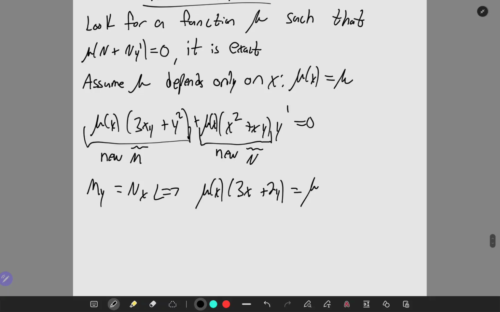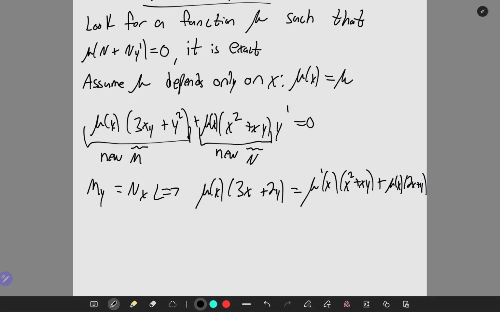So we're going to have to use the product rule, right? The second times the derivative of the first, plus the first times the derivative of the second, this time with respect to x only. That will be 2x plus y. That's mu of x times (2x plus y).